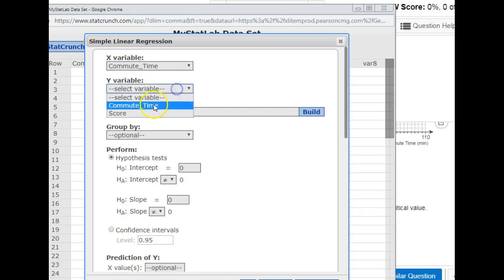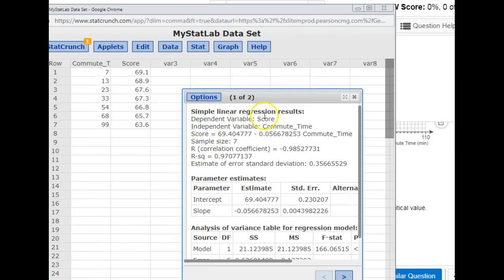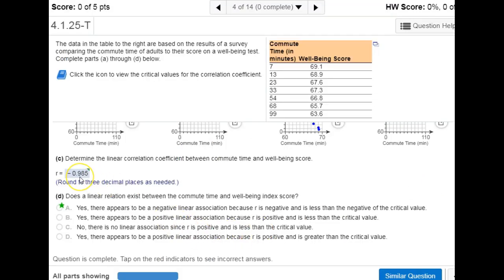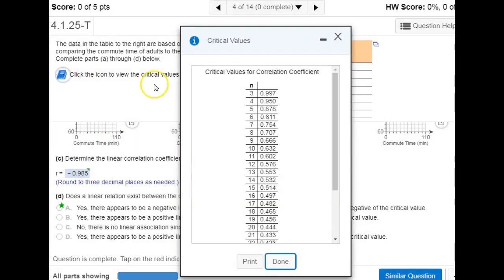So now calculating the correlation coefficient, we would go to Stat, Regression, Simple Linear. Commute time is our explanatory variable, and our wellness score is our response variable y. Correlation coefficient comes right here. So we want to type that in for our answer, and we're going to look at the absolute value of that and compare it to the critical value for how many pairs of data we had. And there's 7 pairs here, so we want to look at the critical value.